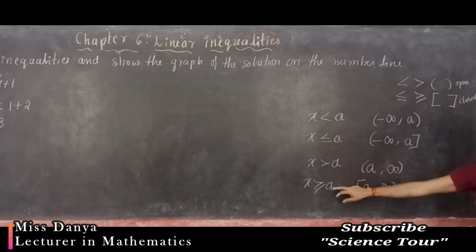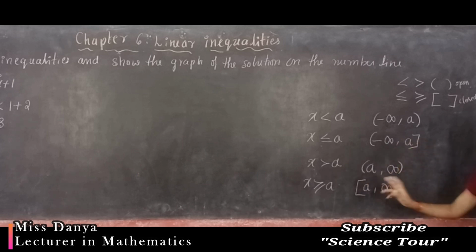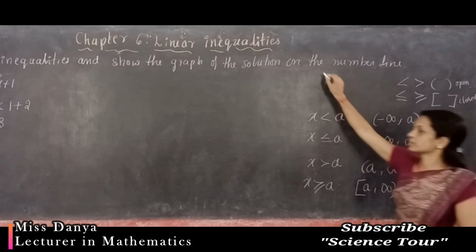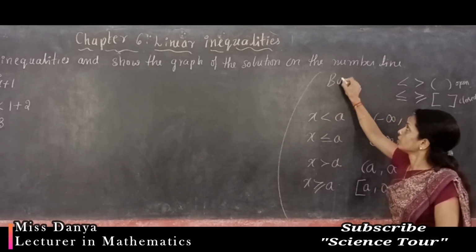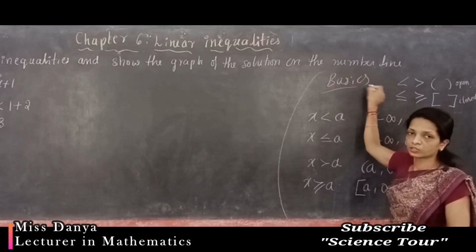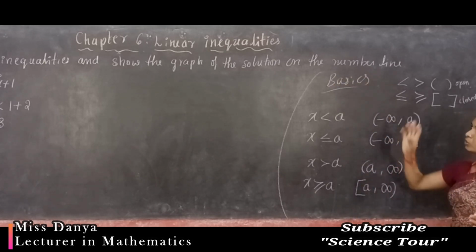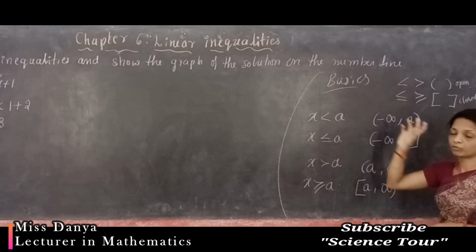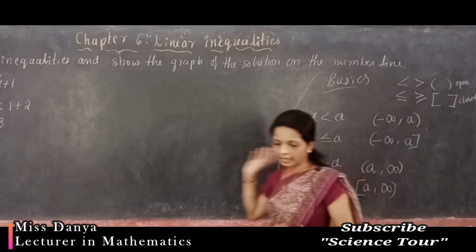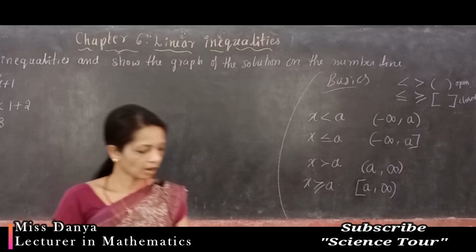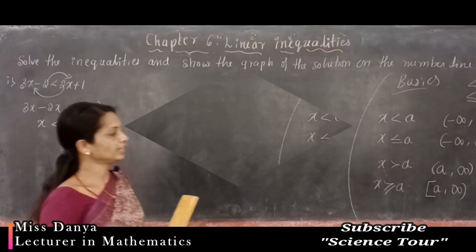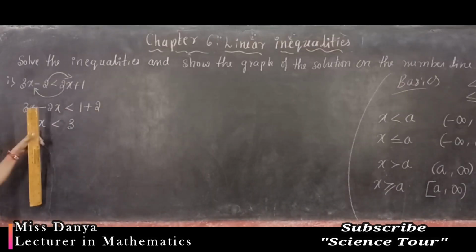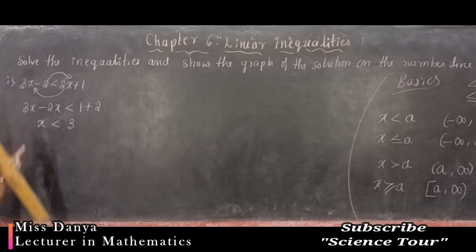If you have a slack inequality symbol, then you have to use a closed bracket. Okay, these are basics you have to keep in mind. No need to write in your notes, but you can write this in pencil for reference. So with that, here is how to write the interval form of the solution of this inequality.